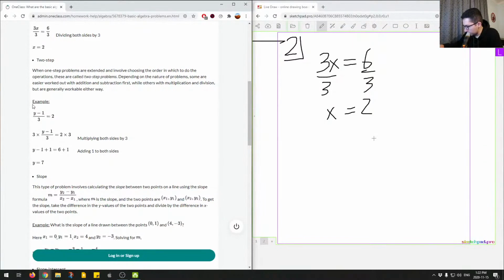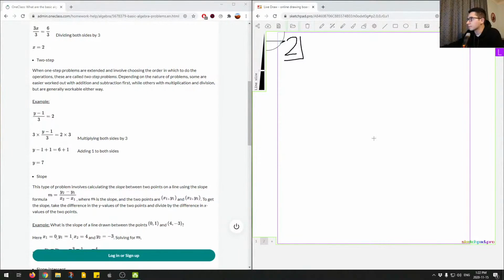Just give me a second. I'll just erase this right here. Okay, so we have this equation: y minus 1 divided by 3 is equal to 2. We want to isolate for y. The first step is multiplication. We want to get rid of the 3 in the denominator, so we multiply both sides by 3.